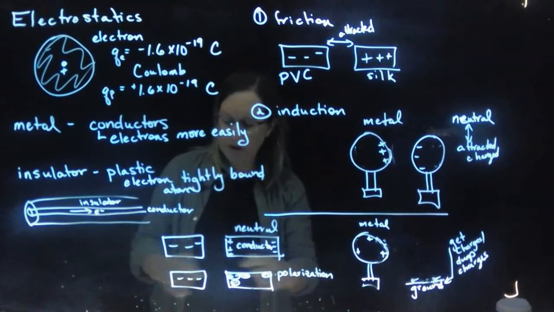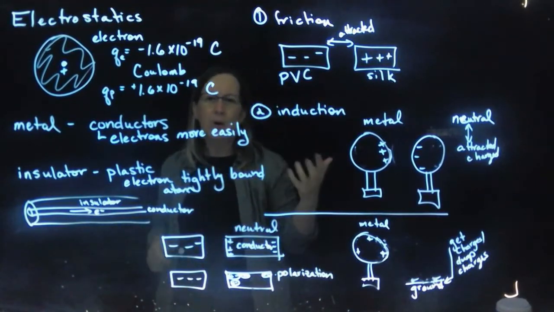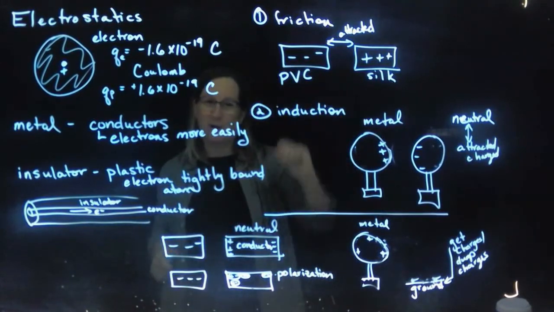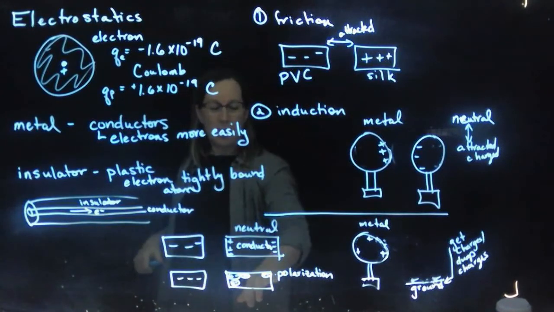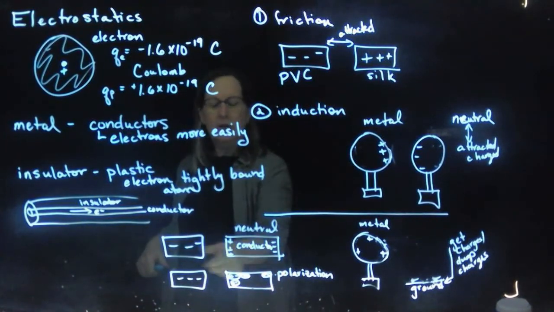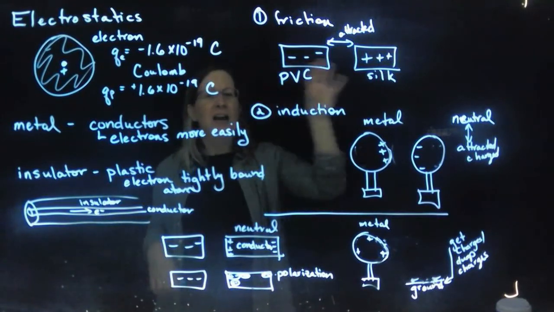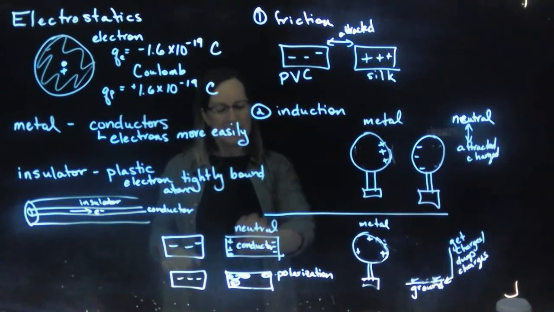And this shift is what allows things like balloons that are charged up by rubbing them on your head can then stick on the wall. The wall is an insulator, so we get this polarization of charges, and the balloon that's charged can then stick there.